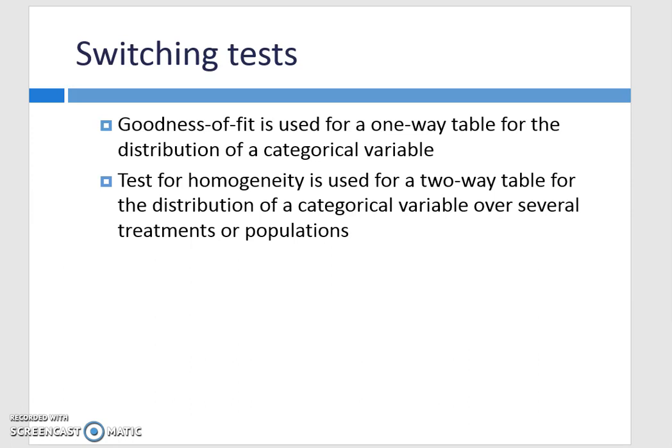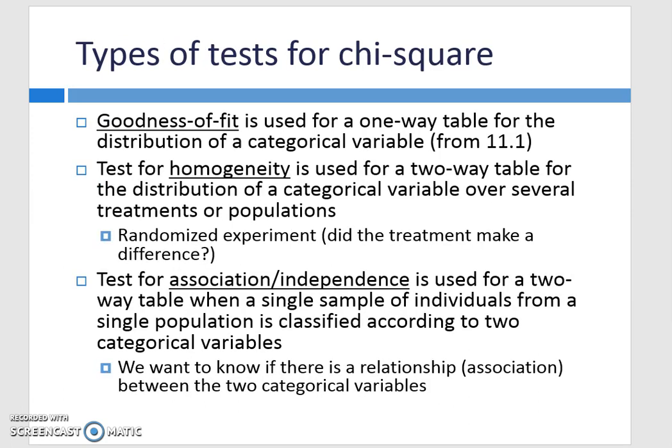Now, testing for homogeneity is when we have a two-way table for the distribution of a categorical variable over several treatments or populations. So that's the difference. All right, so you should be filling in these missing blanks on your skeleton notes on the sheet that you received yesterday. So there are three different types of tests for chi-square.